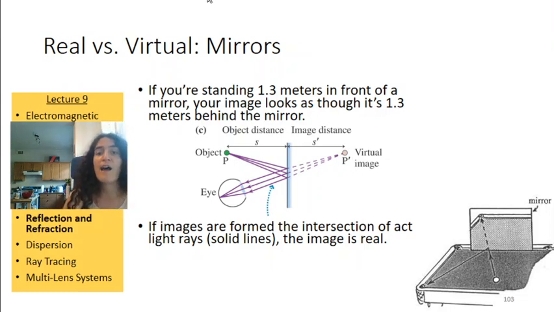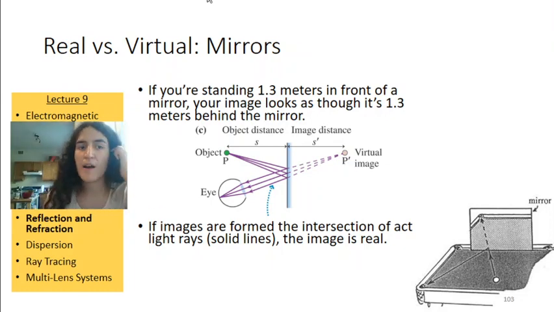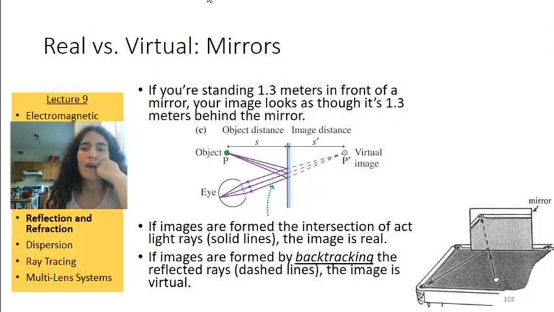If, however, I have light rays intersecting in front of the mirror, that would be the creation of a real image. So it is possible to make a real image as opposed to a virtual image. Well, we're going to see the distinction between the two later on once we look at lenses and curved mirrors. So here the image is made by backtracking, right? So I want to continue these light rays behind the mirror, and therefore this is a virtual image.